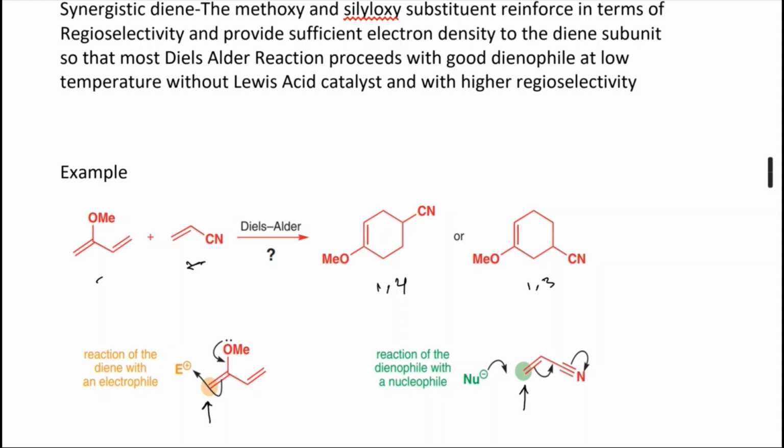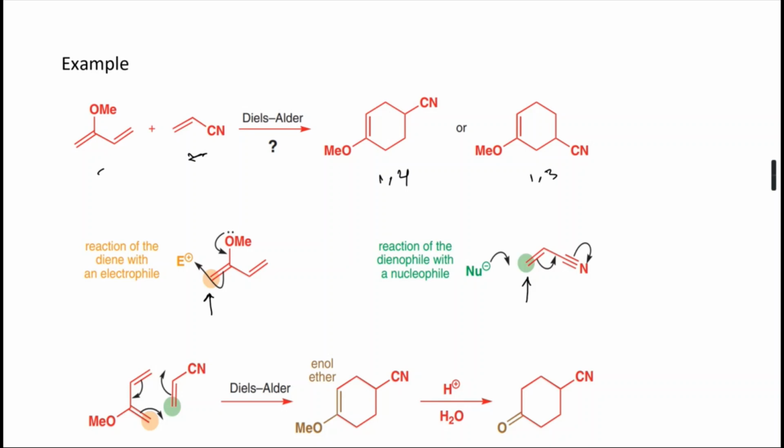Now the reaction between the Diene and dienophile is like the reaction of an electrophile and a nucleophile. So the reaction will take place between this carbon atom, and a bond will be formed.